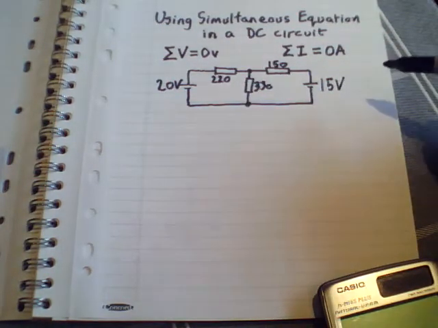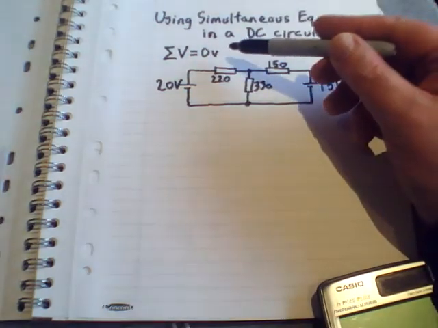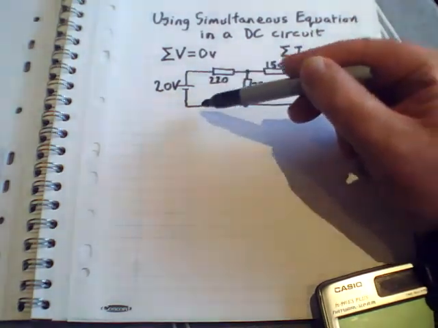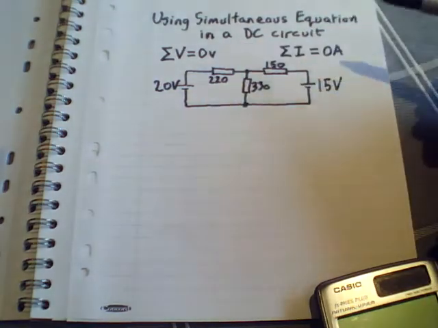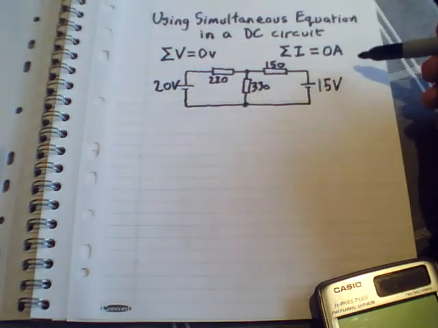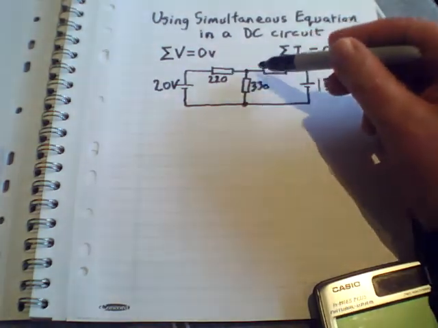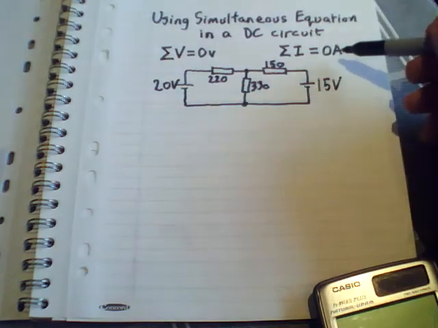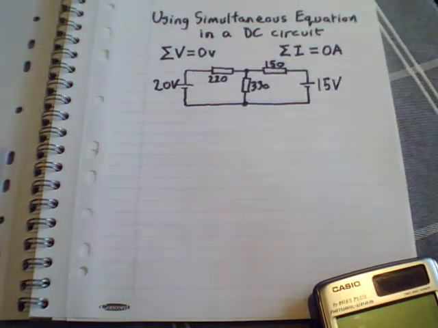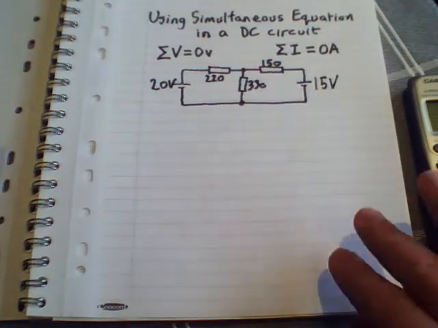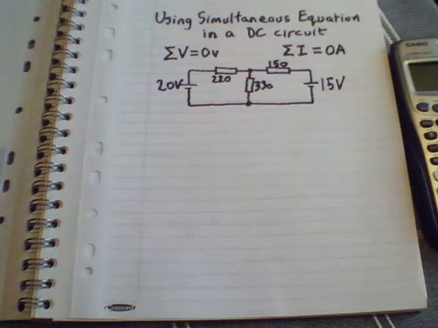Now I'll be using Kirchhoff's voltage law, which tells us that all the voltages in a loop, when you add them all up, will equal 0 volts. And then later on, I'll be using Kirchhoff's current law, which tells us that all the currents leaving and entering a node, the sum of them all equals 0 amps. So, like I say, it's an electronics problem, but the way to do it is by using simultaneous equations, so it's also maths.